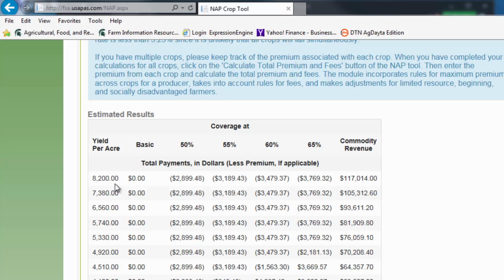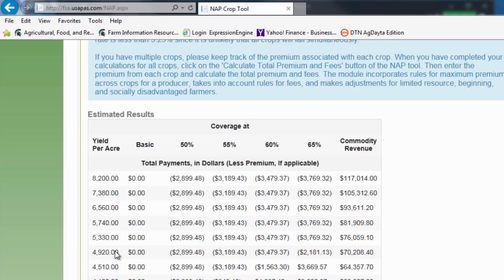You come down here for the estimated results. As you can see, if you get your 8,200 or above, these numbers here correspond to your premiums above because you don't gain anything and you have those costs. This is the commodity revenue if it was worth the 29 cents a pound. And we gradually start taking off some yields, or decreasing the yield as we go down. And for quite a period of time, until you get under 4,920 pounds per acre, the numbers are the same as your total premiums.